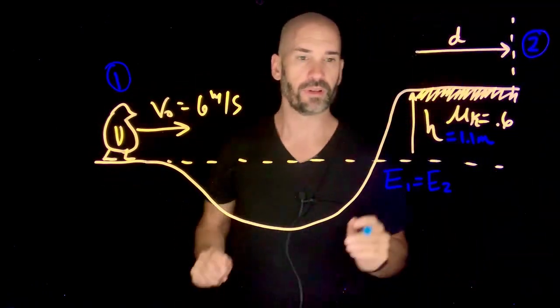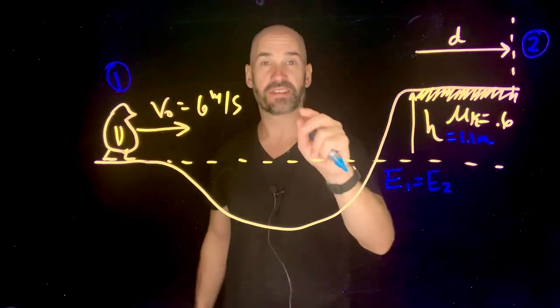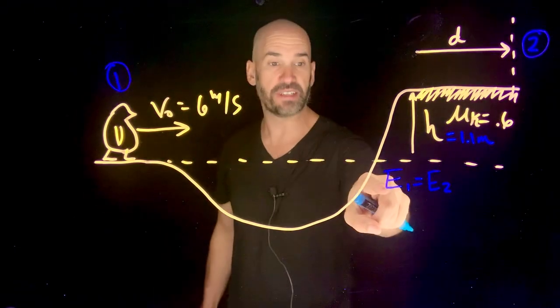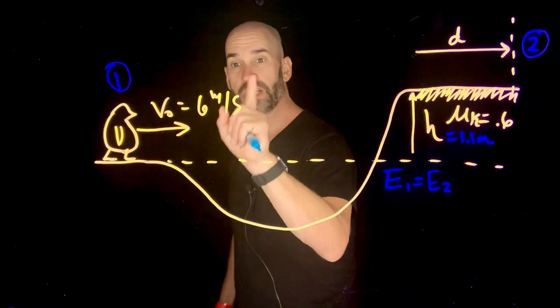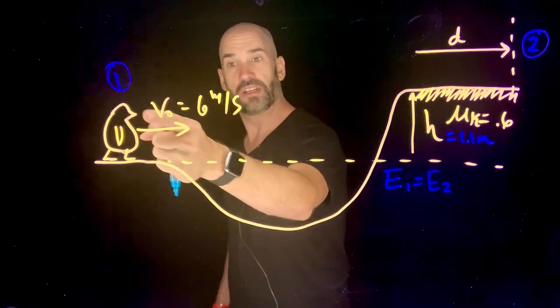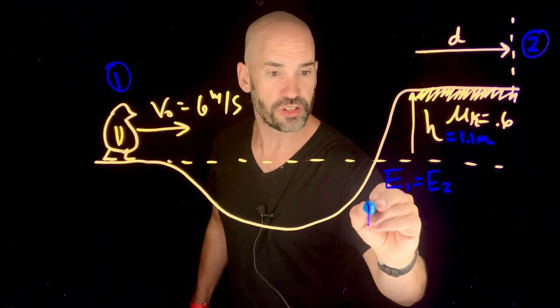friction over here. Okay? So remember, the second step of any conservation of energy problem is to decide what energies you have in the initial and final situation. Well, in the initial situation, she has what kind of energy? Just kinetic, right? So I'm going to put kinetic energy here.